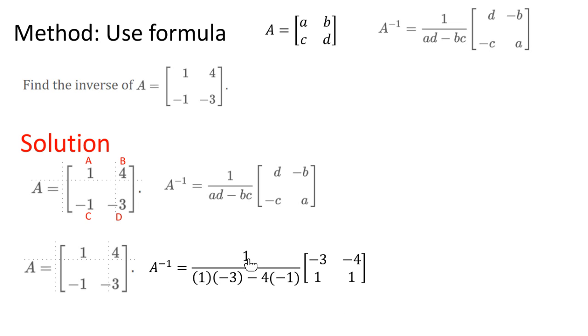So we're going to have 1 over 1 times negative 3 minus 4 times negative 1. I'm going to switch my A and the D, so I'm going to have negative 3, negative 1. The 4 is positive, so I change the sign. Now it's negative 4. And the 1 is negative, so I change the sign. It becomes a 1. So we simplify. 1 times negative 3 is negative 3. Negative 4 times negative 1 is positive 4.